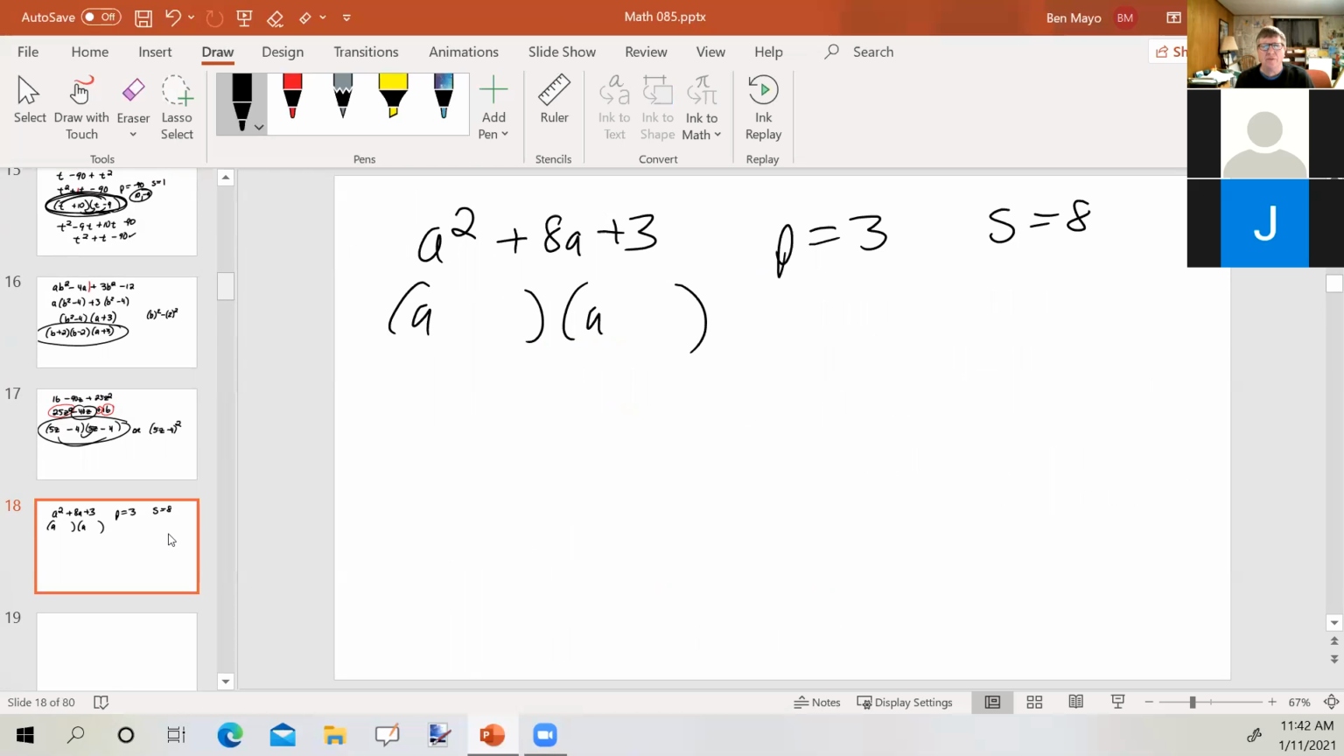Well, to get a product of 3, we have to have a positive times a positive or a negative times a negative. But for the sum to be positive, the two factors of the product would have to be positive. Well, 3 and 1 is the only possibility, and that doesn't work. So this is prime. It doesn't factor.